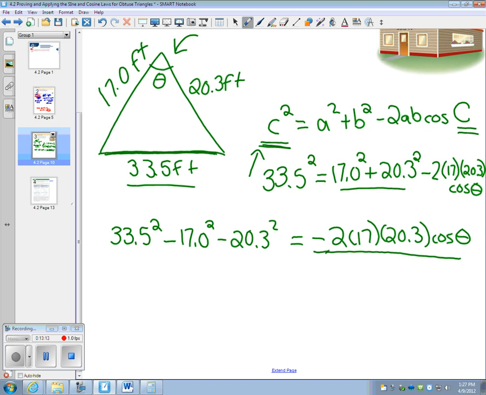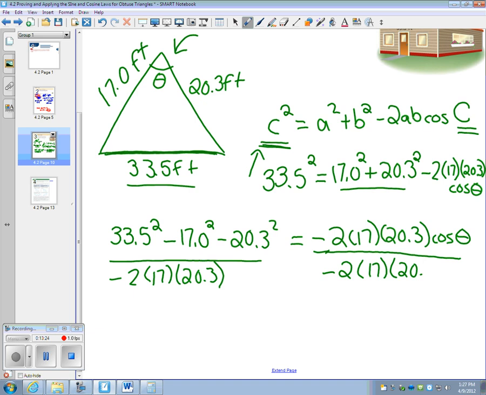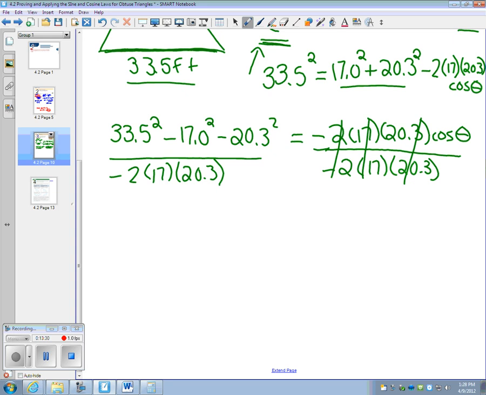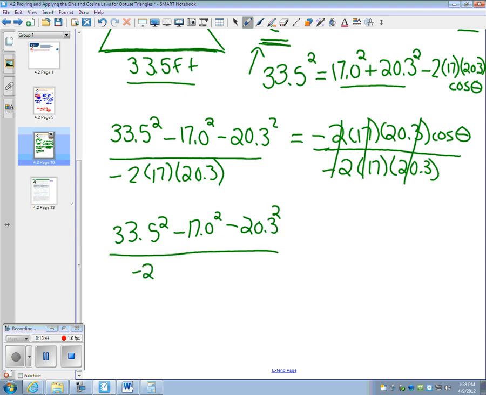So I'm dividing this by negative 2 times 17 times 20.3. These cancel out, cancel out, cancel out. So I'm left with just the cos of theta. So 33.5 squared minus 17.0 squared minus 20.3 squared, all divided by negative 2 times 17 times 20.3 is equal to cos of theta. So then we're going to have to inverse cos this when we're done.